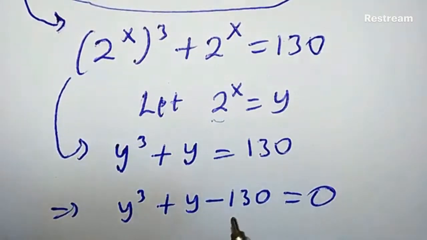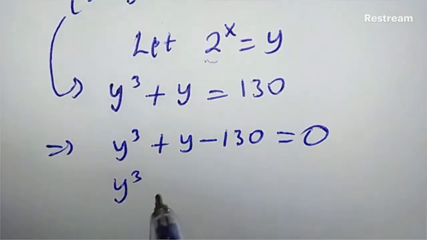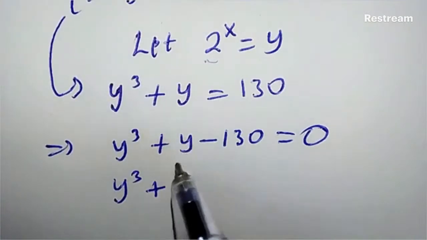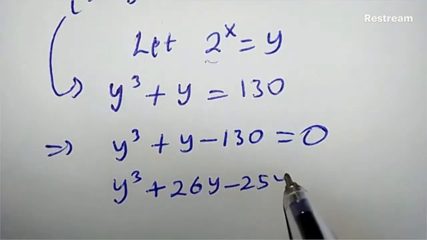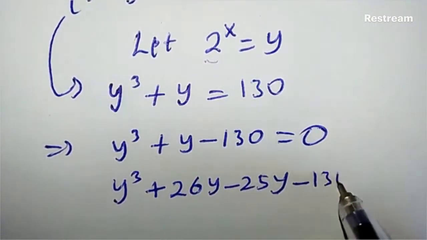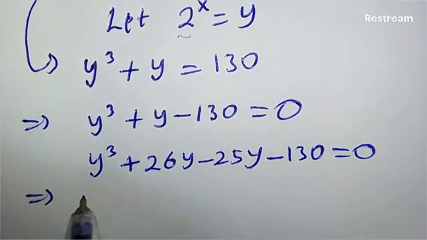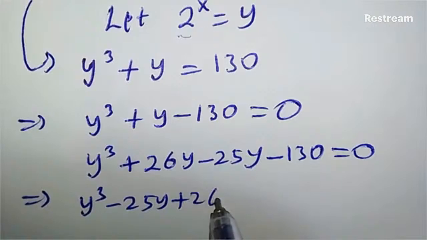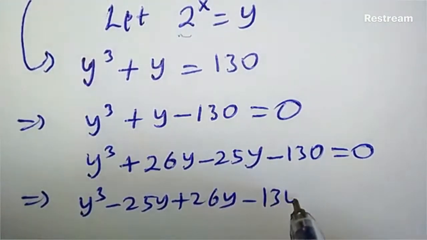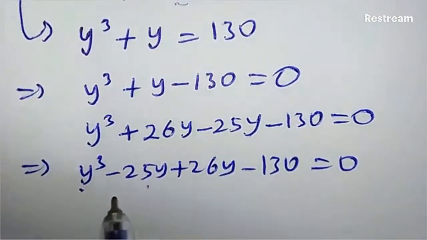We can now solve this cubic equation. To solve this cubic equation, it is pretty easy. We have y cubed plus, we can write y as 26y minus 25y, and then minus 130 equals 0. This implies that rewriting this equation, we have y cubed minus 25y plus 26y minus 130 equals 0. Now let us pull out the common terms. Between the first two terms, y is the common term. So let us pull it out.